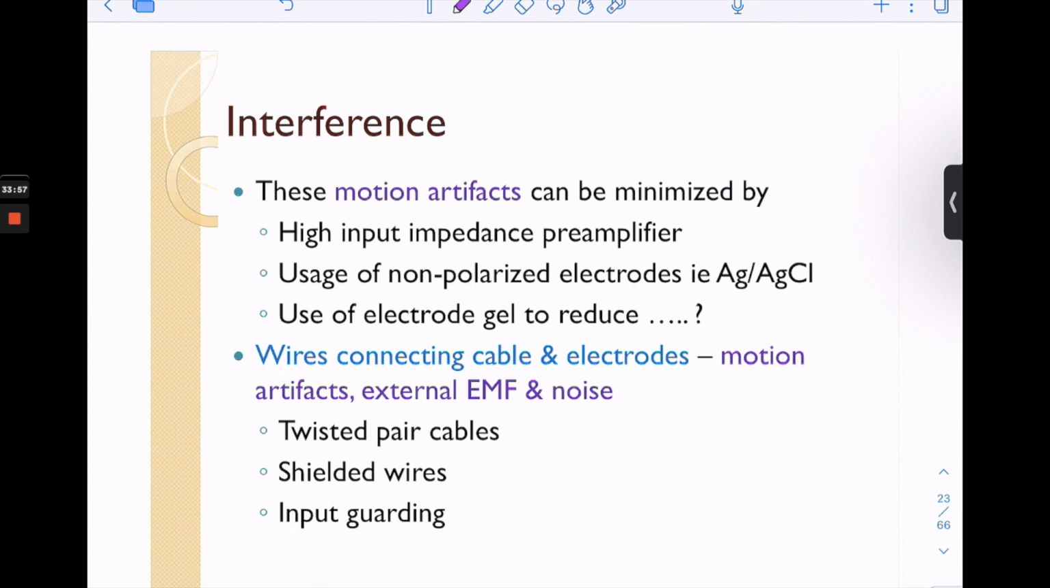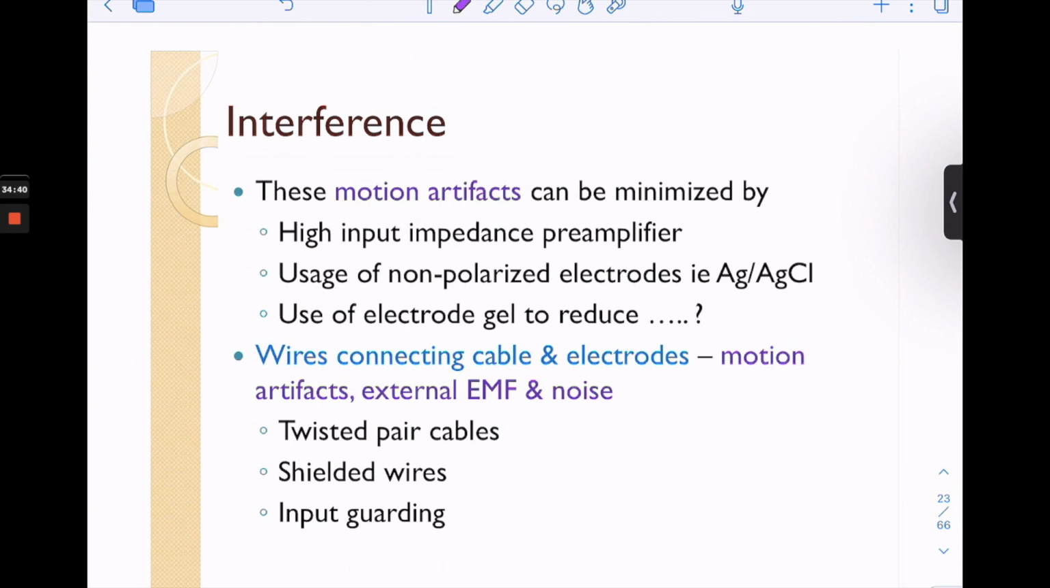Okay. Next one is these motion artifacts can be minimized by using a high input impedance preamp. That's why in the earlier slides we stressed the importance of having a high input impedance preamp, and then usage of non-polarized electrodes, because non-polarized electrodes will reduce the effect of baseline wandering, and use of electrode gel to reduce the impedance at the measurement sites.